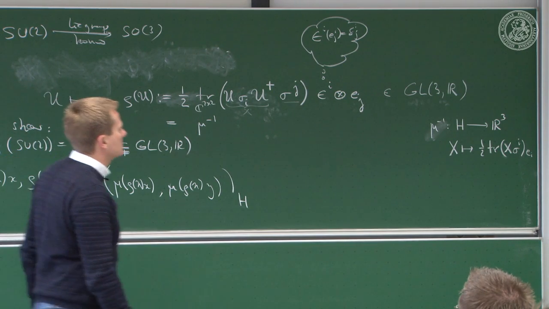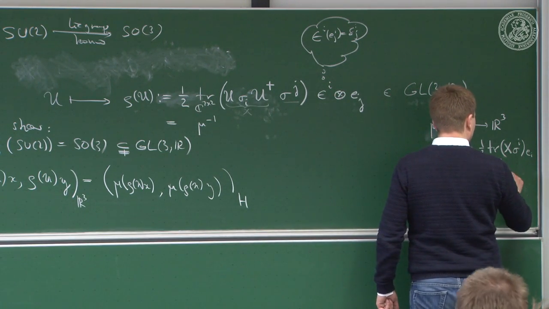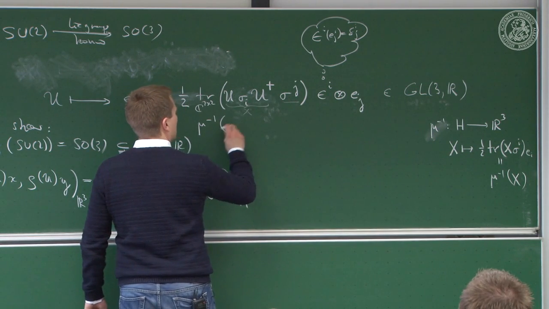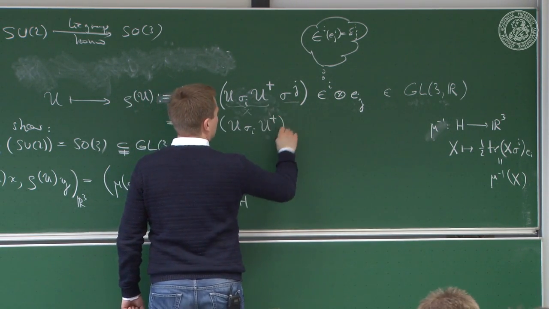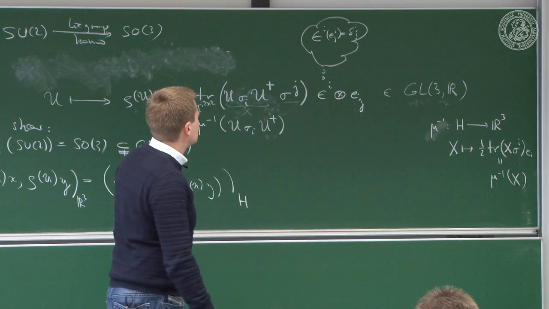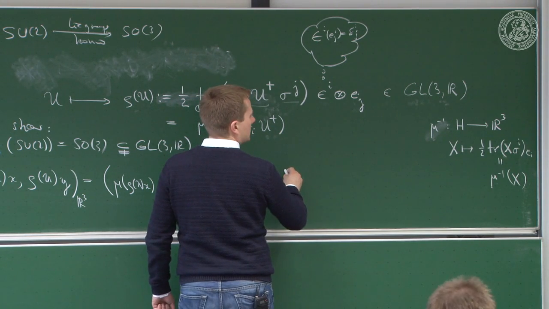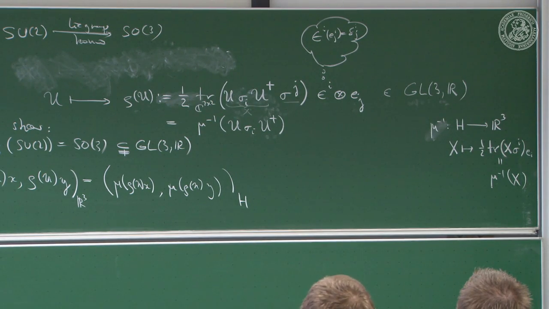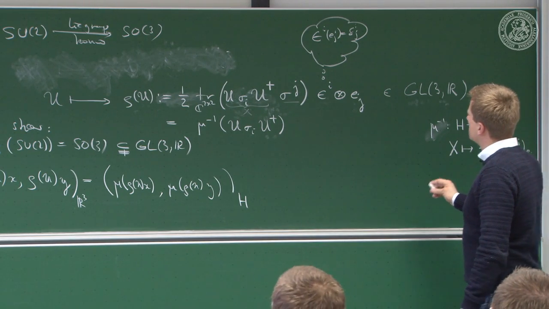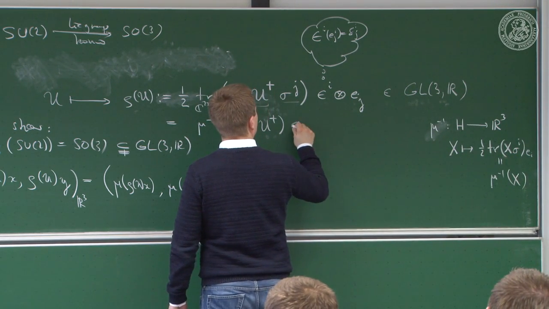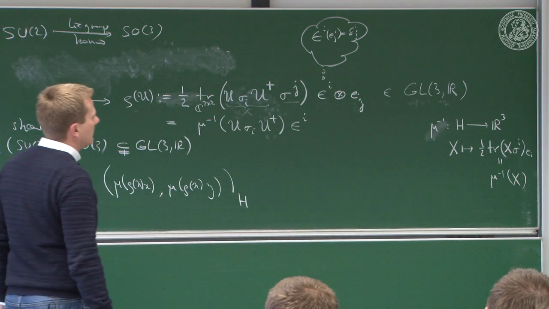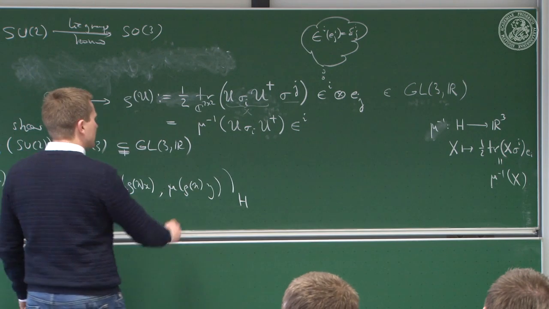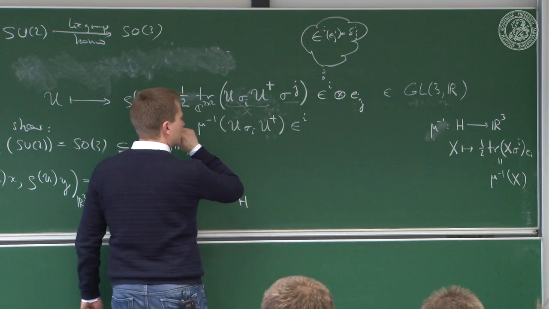It's the mu, hang on. So this is mu inverse of X. So it's the mu inverse of U sigma I U dagger epsilon I, hang on, and mu inverse sigma J. Yes, and this is a vector, that's the point. So the mu inverse goes back to R3, exactly.